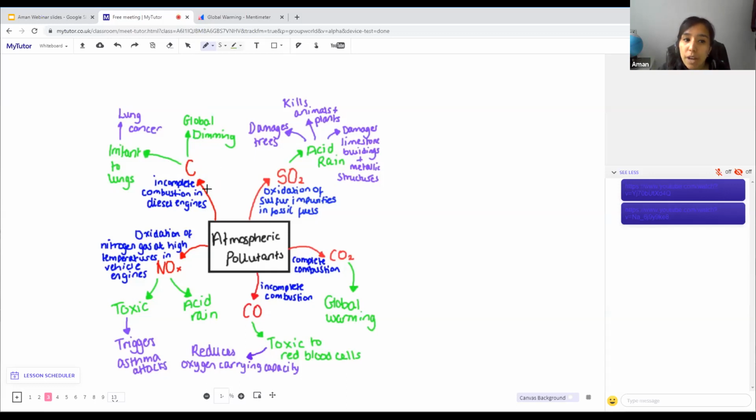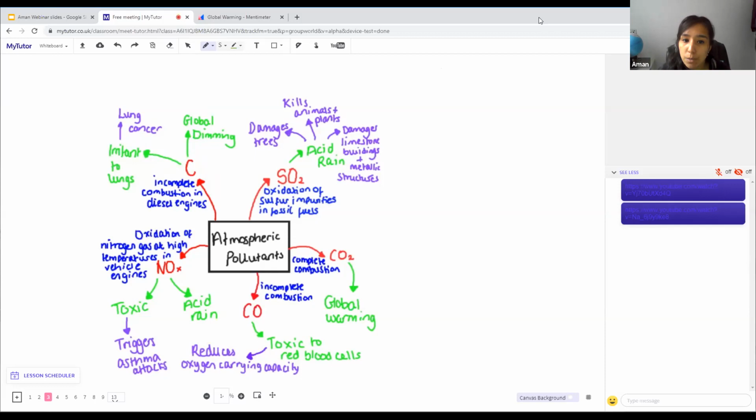And they have two effects, these carbon particles. The first effect is that they are irritant to lungs. So remember I said they're not really gases, they are particles. And so if we inhale those particles, so if we breathe them in, they can be irritant to the lungs and can actually increase the chances of lung cancer occurring.